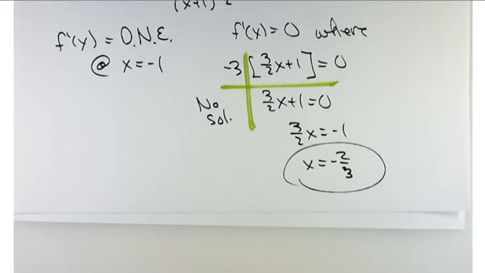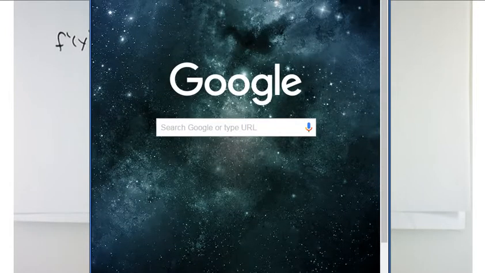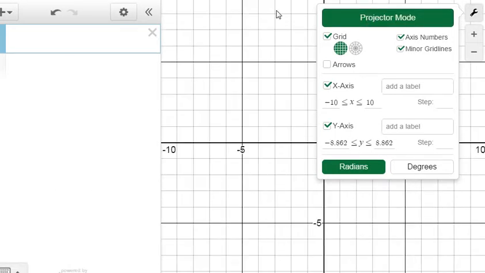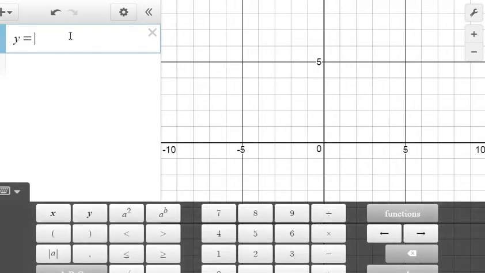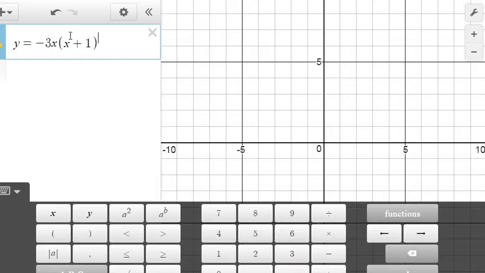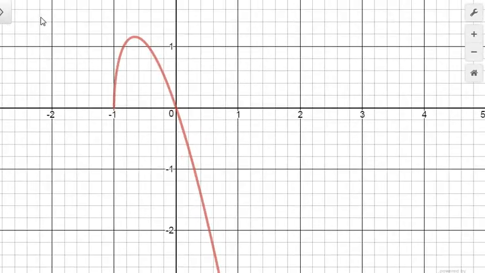So let's go back to Desmos. Where did Desmos go? All right. Desmos. Start graphing. Give me a bigger graph. So y equals negative 3x times x plus 1, and I'm going to raise it to the 1/2 power. So, 0.5. There we go. All right, so we can see kind of two things going on here.